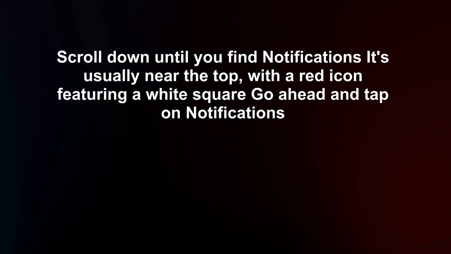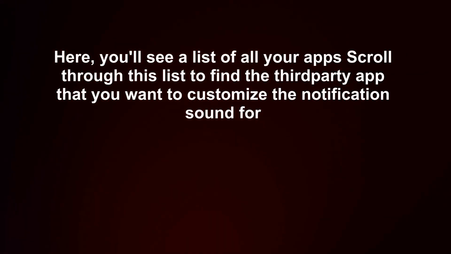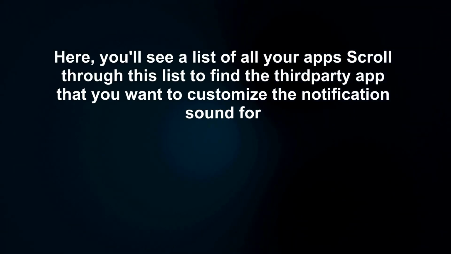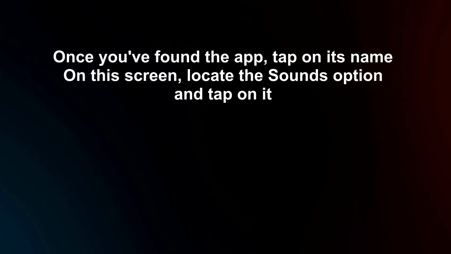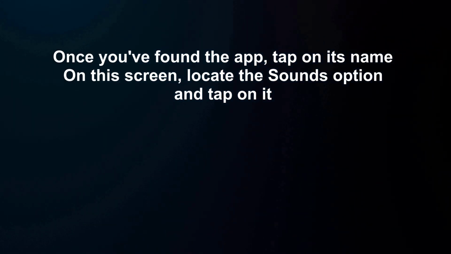Go ahead and tap on notifications. Here, you'll see a list of all your apps. Scroll through this list to find the third-party app that you want to customize the notification sound for. Once you've found the app, tap on its name on this screen, locate the sounds option and tap on it.